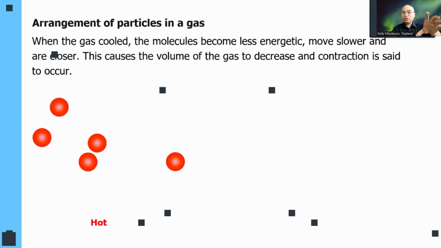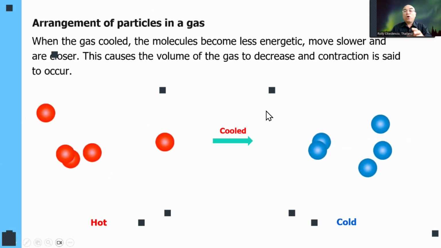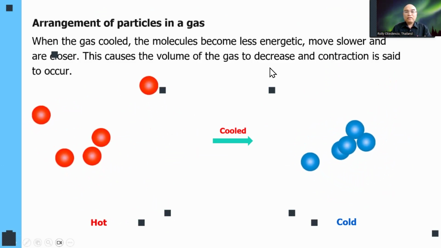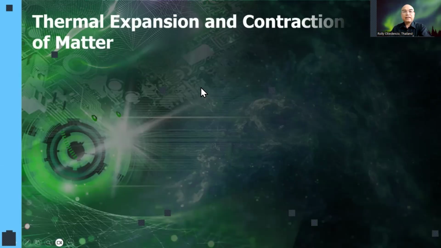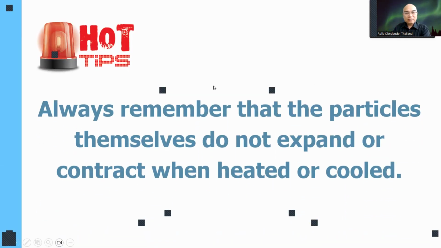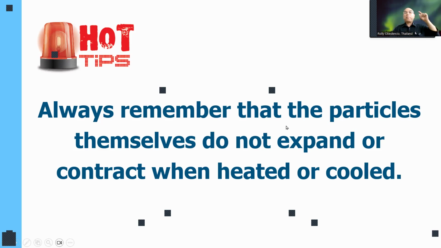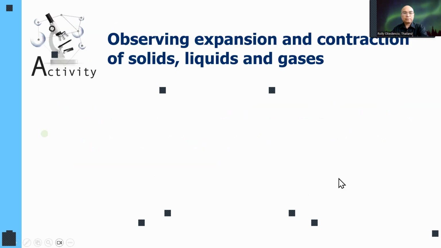When the gas is cooled, the molecules become less energetic. They move slower and are closer. This causes the volume of gas to decrease and contraction is said to occur. All right? Now, we don't need to learn more on this thermal expansion and contraction of matter from the source because it's just about the same idea anyway. Now, hot tips. Always remember that the particles themselves do not expand or contract when heated or cooled.